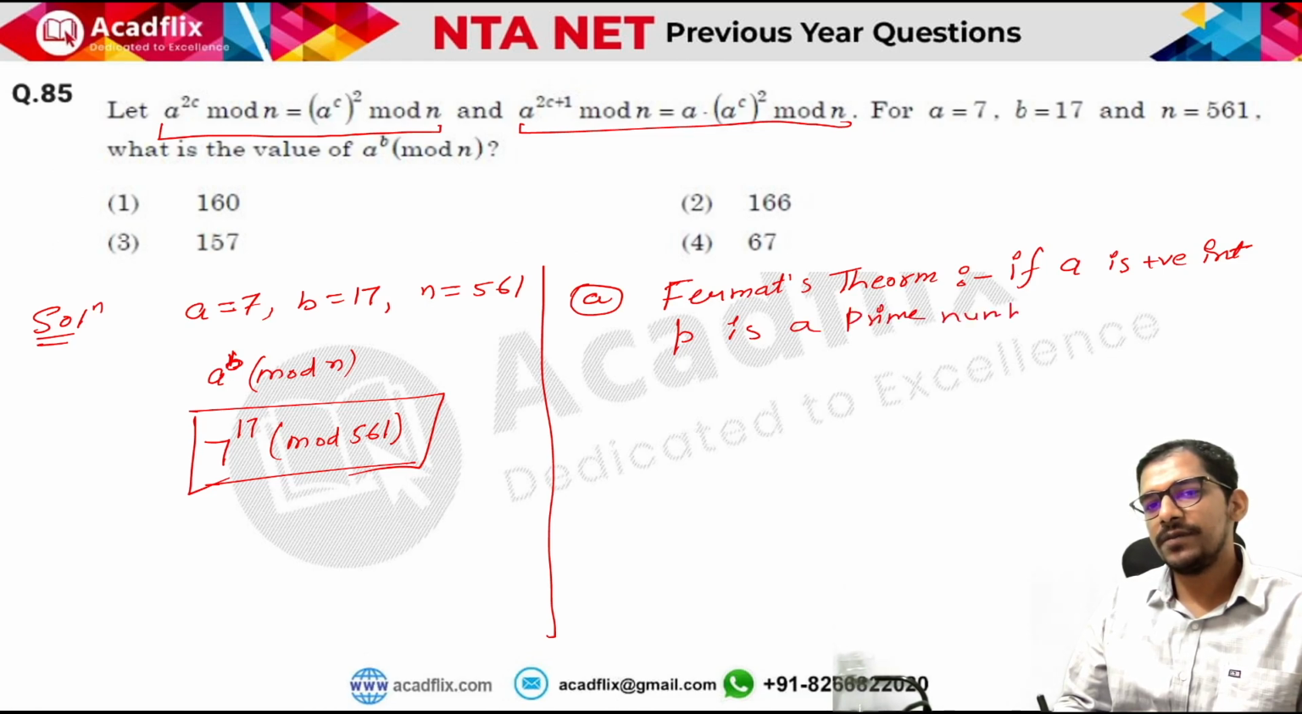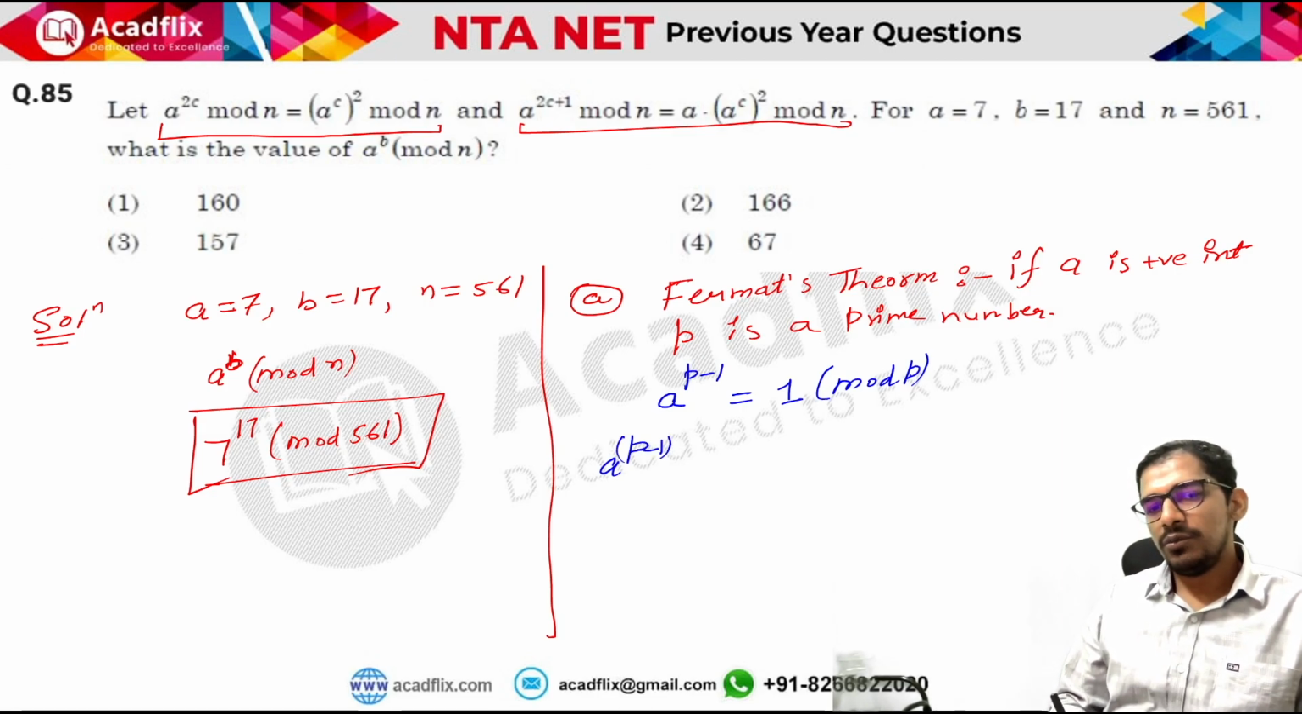If p is a prime number, then directly we can say that if you take a to the power p minus 1, you will always get 1 using mod p. Remember, p is a prime number. So a to the power p minus 1 is equal to 1 mod p. That is the same thing as saying that a to the power p minus 1 mod p will be equal to 1. These two are the same thing, so do not be confused about this.